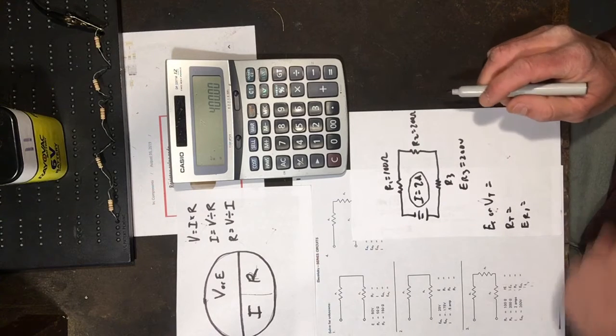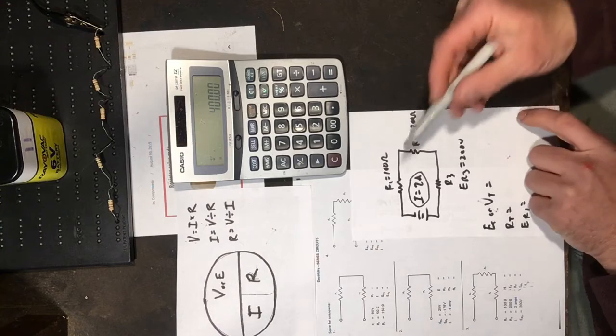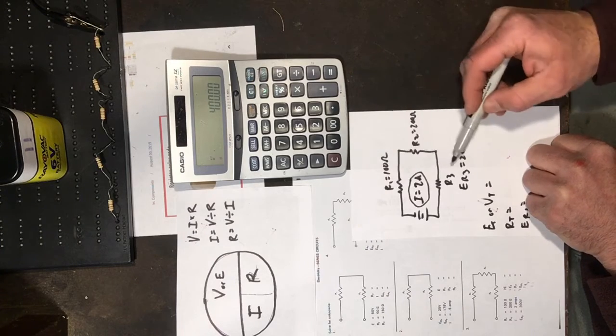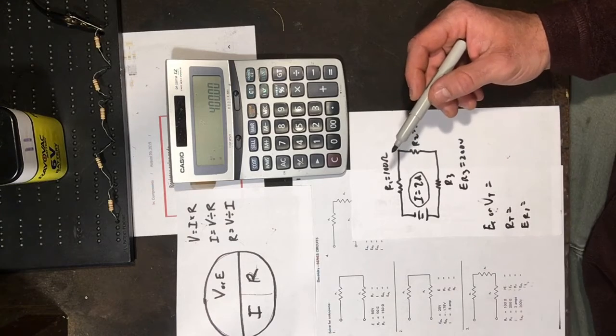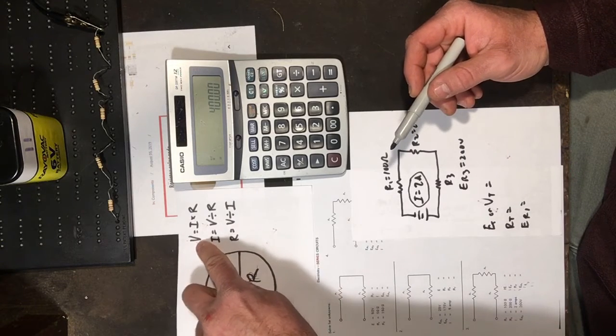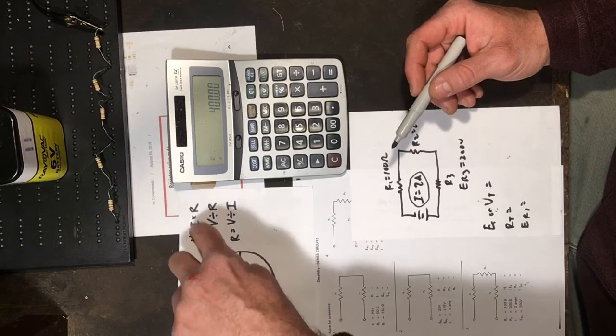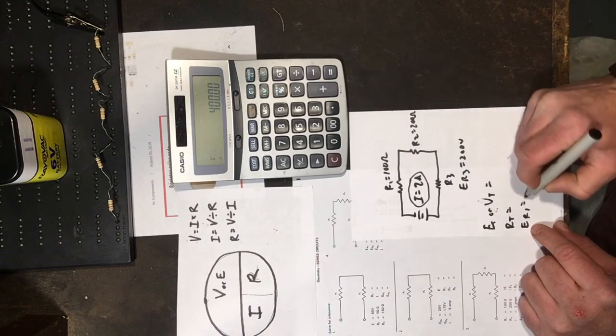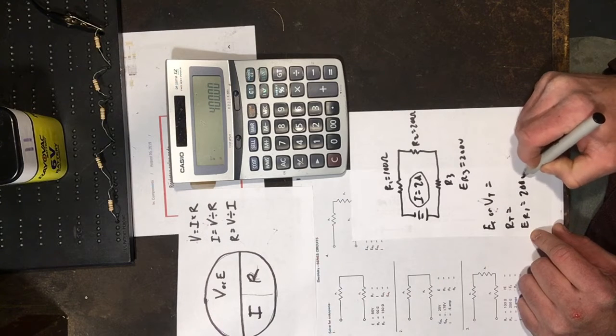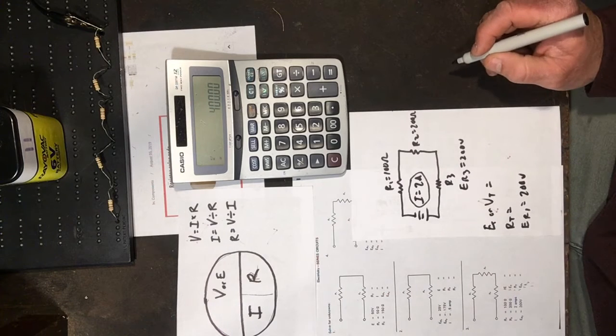Okay? So what's the first thing that we can do? We know R and I for 1 and 2, right? So we can find the voltage drop very easily there. If I'm looking for voltage drop, I'm going to take my current times my resistance. So 2 times 100. So the voltage drop at R1 is going to be 200 volts, right?